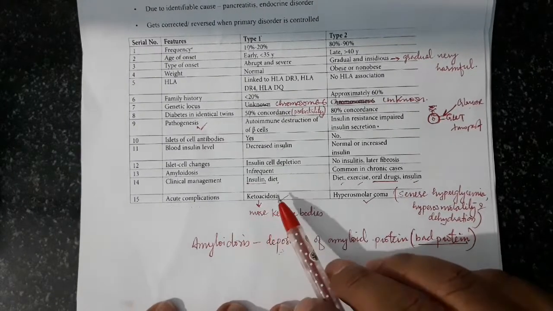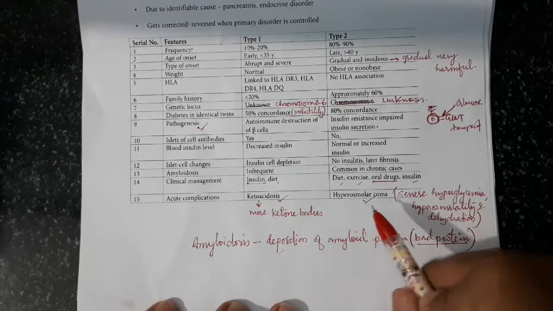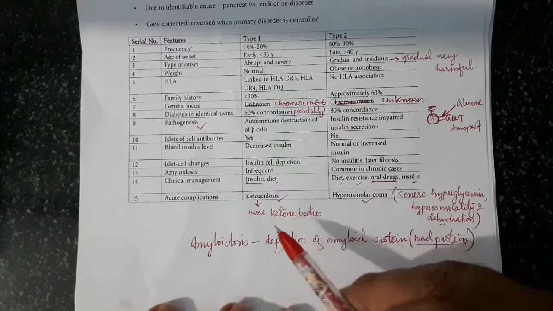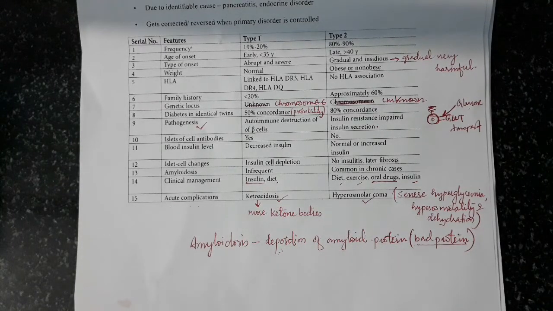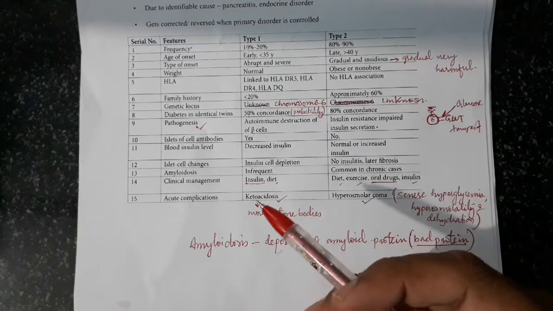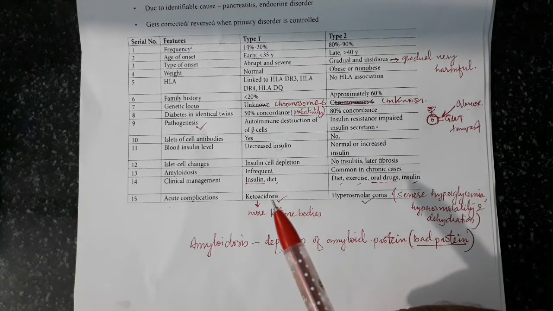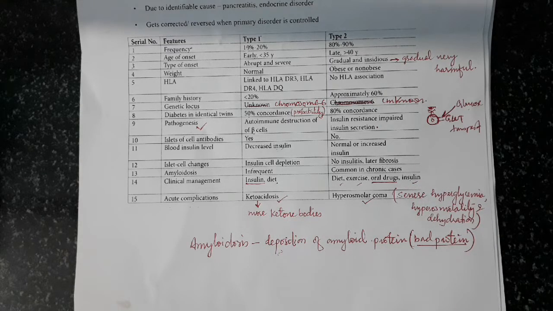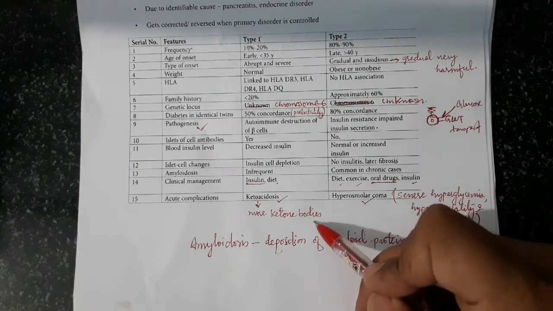The main complication of type 1 is called ketoacidosis, whereas in type 2 the main complication is called hyperosmolar coma. So what is ketoacidosis? It is a condition in diabetes where adipose tissue fat utilization, that is lipolysis, increases, which causes more fatty acid production, and this fatty acid, when it goes to the liver, is converted into ketone bodies, such as acetoacetic acid, which is a ketoacid that increases the acidity of blood and causes ketoacidosis.